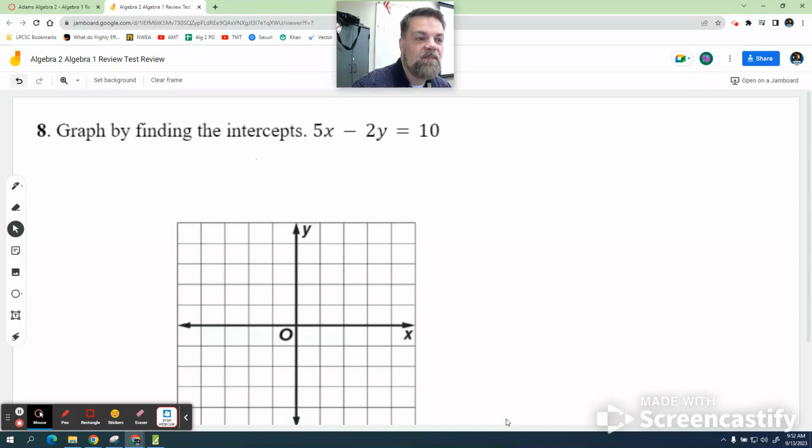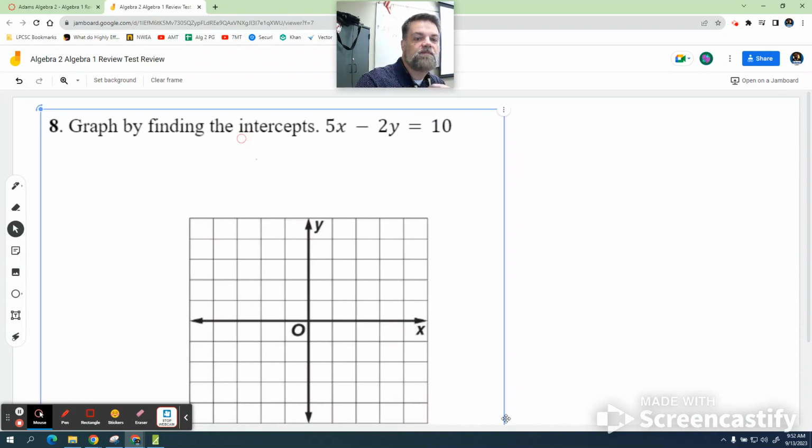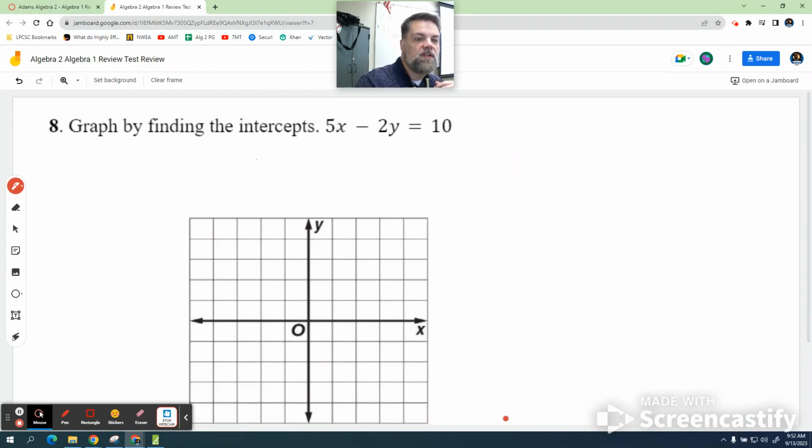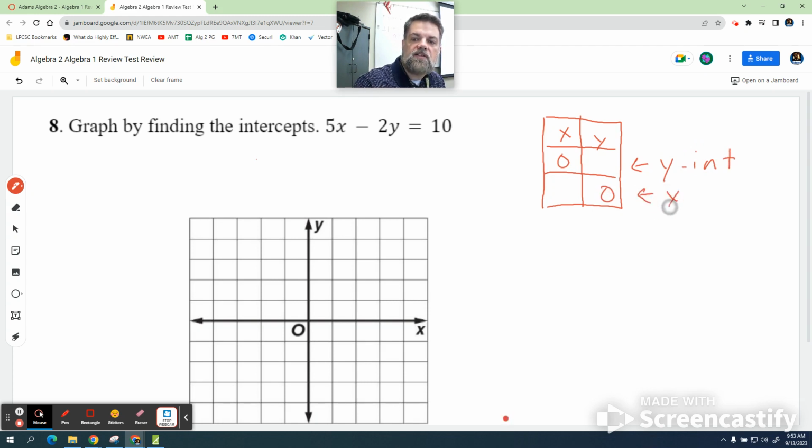All right. This one we're going to graph, but we're going to do it in a very specific way. It says do it by finding the x and y intercepts. So let's think about the x and y intercepts. Whatever I write down, if you guys could add this to the worksheet, that'd be awesome. It'll help you out. The x and y intercepts occur when x equals 0. That's your y-intercept, right? And when y equals 0, that's your x-intercept.